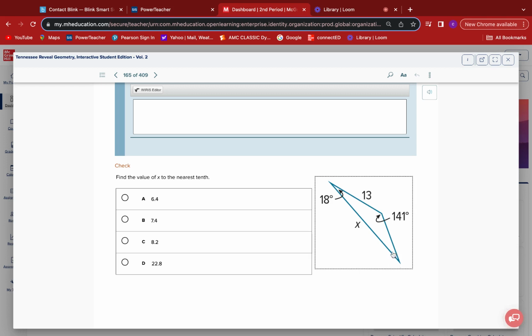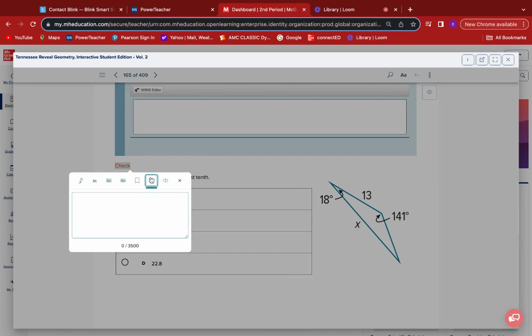So the first thing I got to do is 180 minus 141 and minus 18 to find the missing angle, which is 21 degrees. So this is going to be sine 21 over its opposite side, 13, is equal to sine 141 over its opposite side, x.